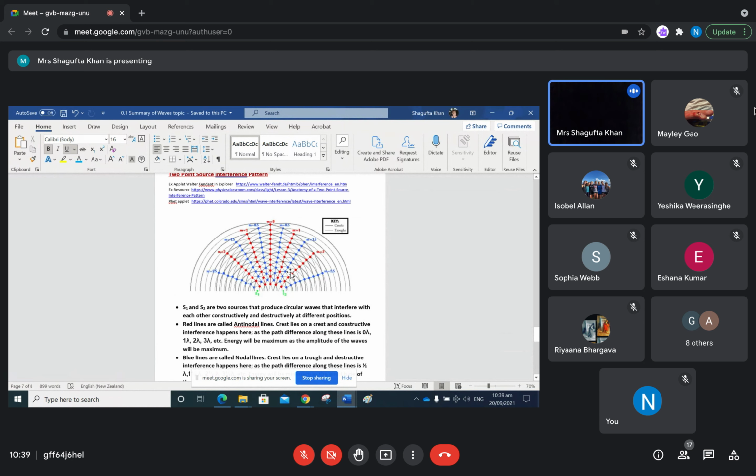If these were light waves, what you will see over here is a bright light, bright light, bright light, but there will be dark or no light here, no light, where these are called nodal lines. The blue ones are nodal lines and these red ones are antinodal lines.